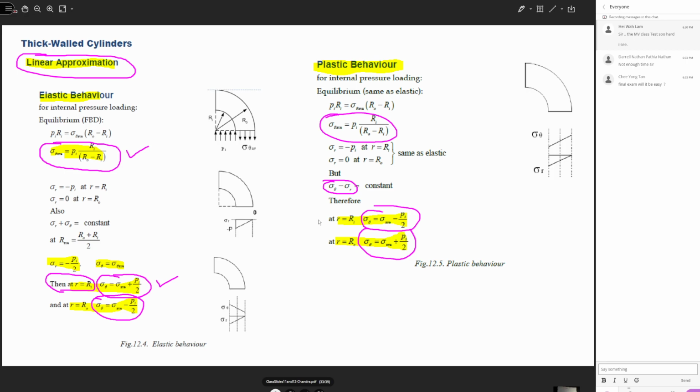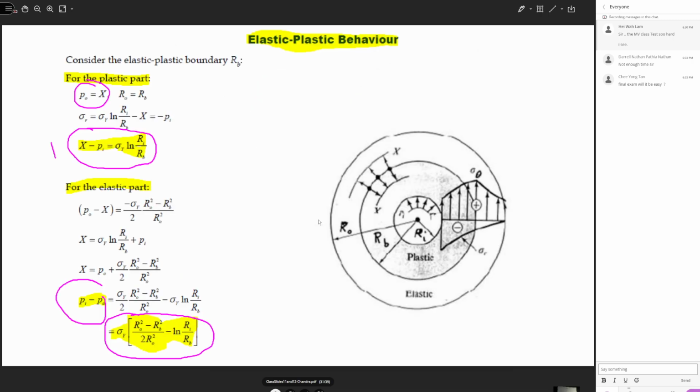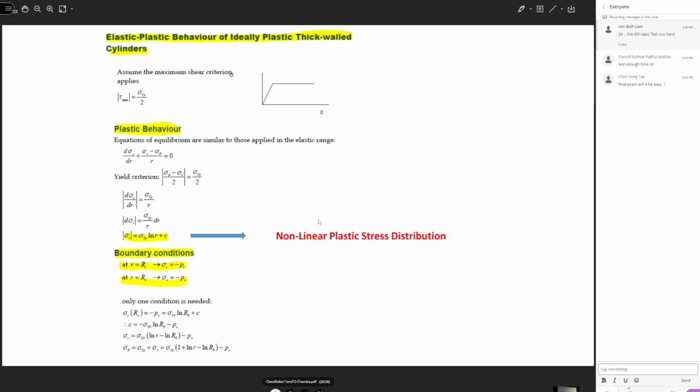We can define two types of formulation for a thick wall cylinder. One is nonlinear and the other is a linear formulation. This is based on linear formulation for elastic behavior and plastic behavior. For nonlinear, we have seen the expressions. All these expressions are nonlinear. This is for the nonlinear fully plastic stress distribution.